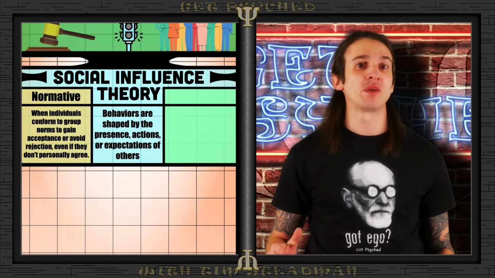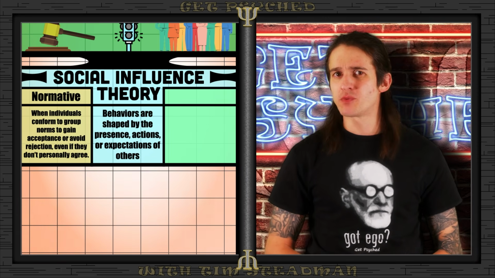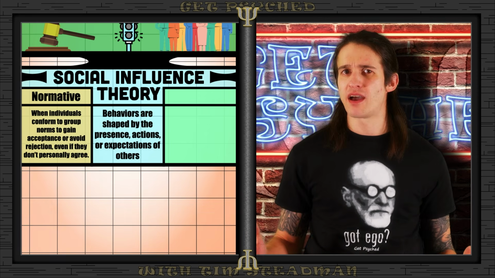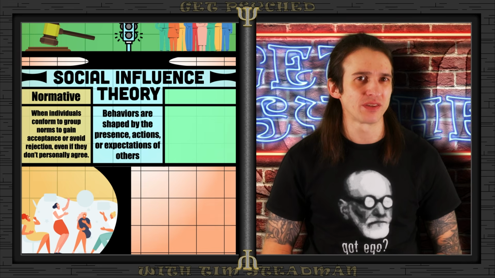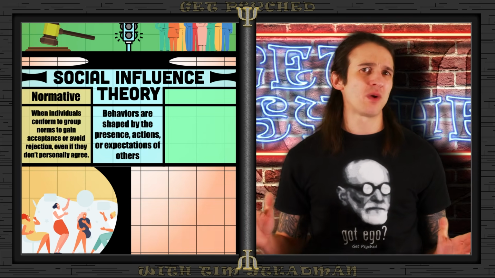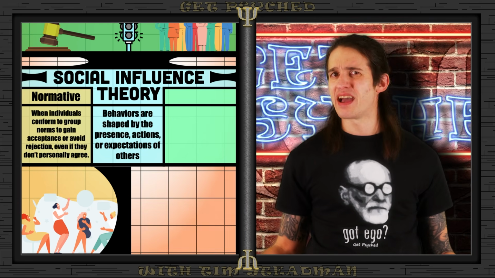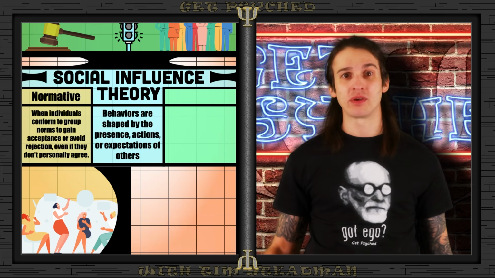Normative influence happens when we go along with the group because we want to fit in or avoid standing out. Like laughing at a joke you didn't really understand. You're not totally sure why it's funny, but everyone else is dying laughing, so you just play along with it.